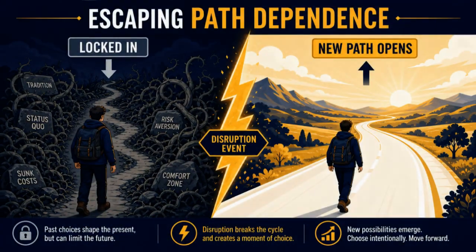Path dependence is powerful, but not permanent. Lock-in can be broken by major disruptions, a new technology so superior that switching costs become worth it, a crisis that forces change, or deliberate institutional effort. The digital revolution unlocked many physical world path dependencies. Electric vehicles are now challenging a century of fossil fuel infrastructure lock-in.